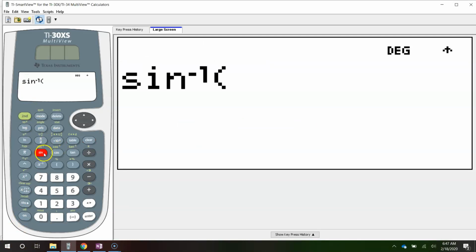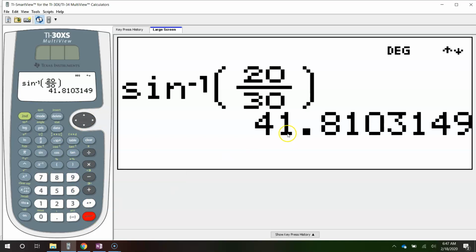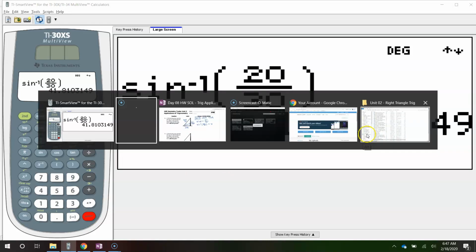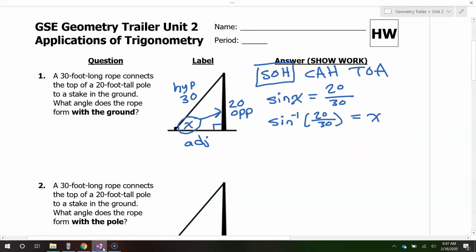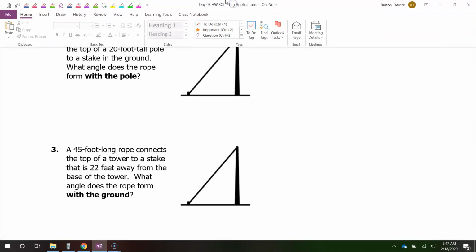So second sine does inverse sine, 20 over 30. So x is 41.810. All right, so that was problem number 1. Problem number 2.